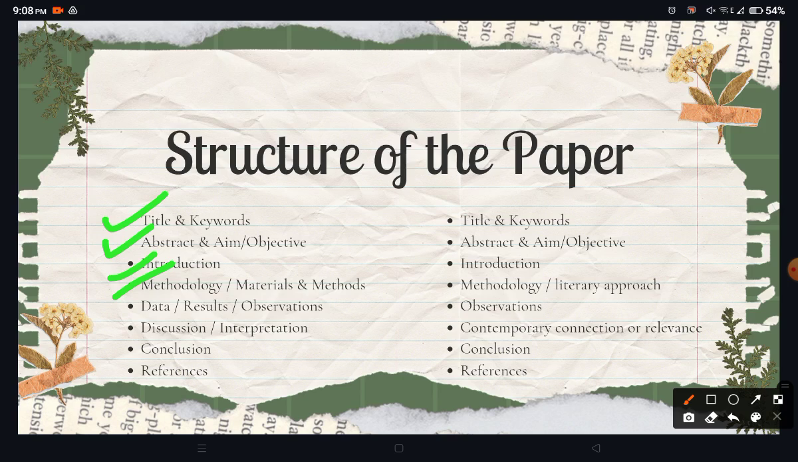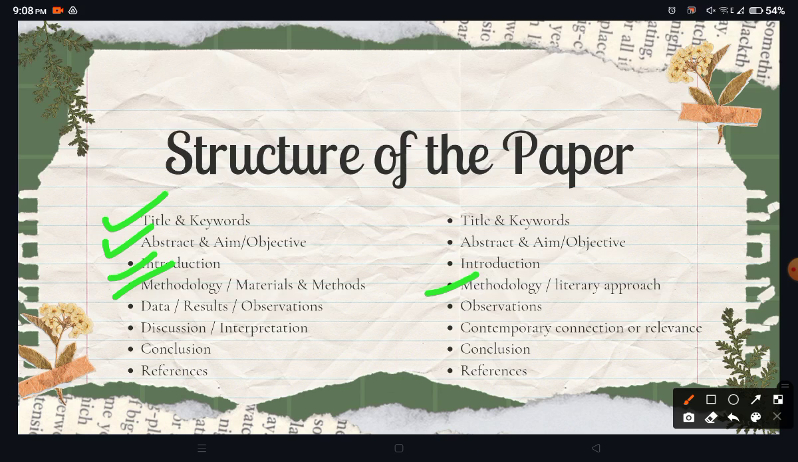Then we have the literature review, or literature analysis in the case of literary papers. Here, you will be discussing previous studies, authors or literary works related to your topic. Highlight how they influence the understanding. In my case, I analyzed the stories of Mannu Bhandari, the famous Hindi author, to explain women empowerment.